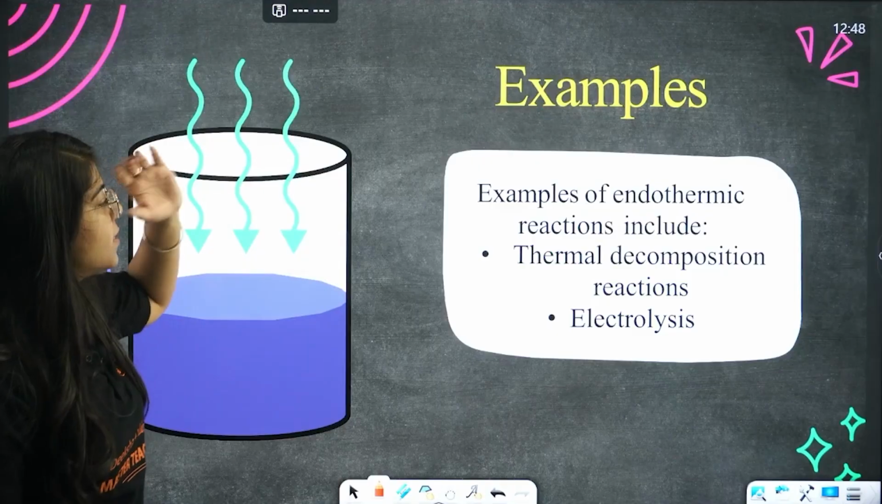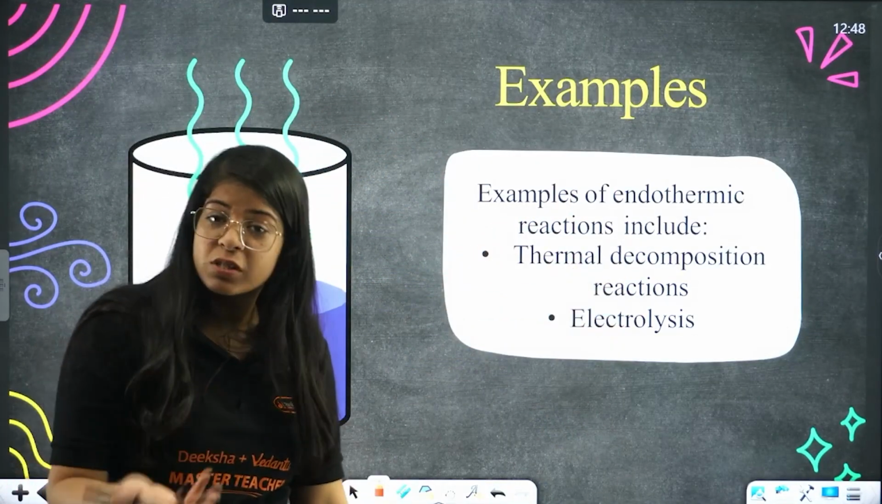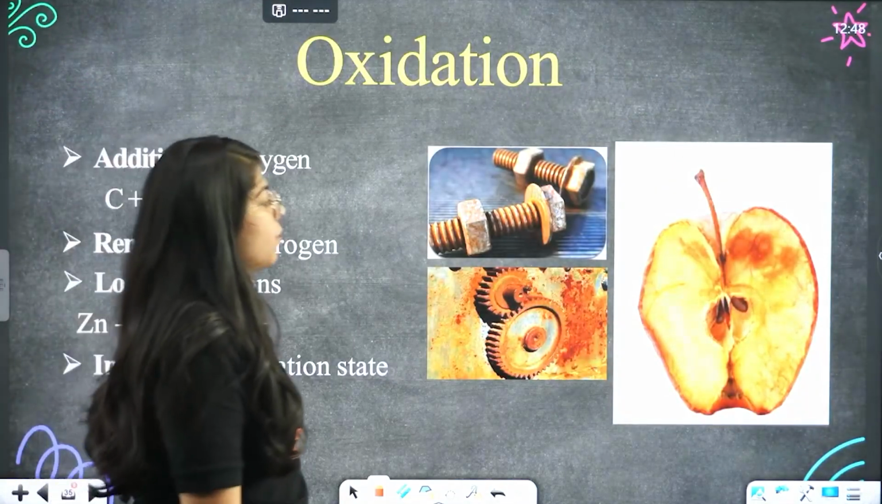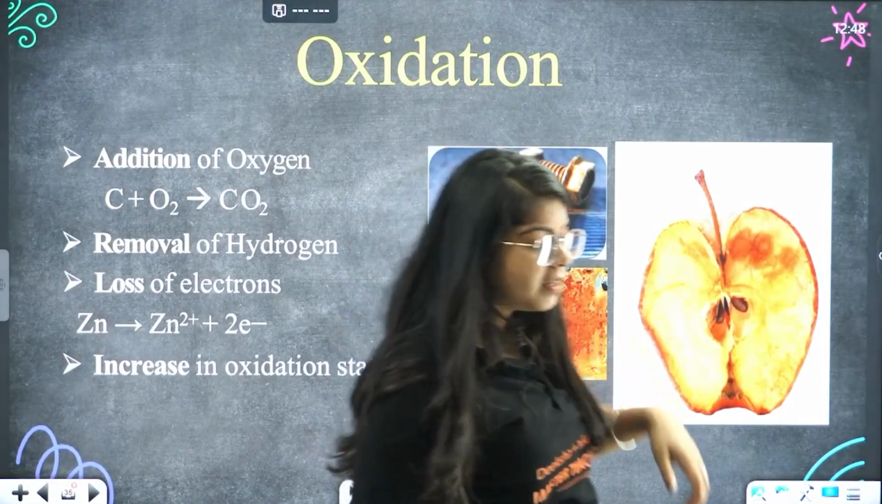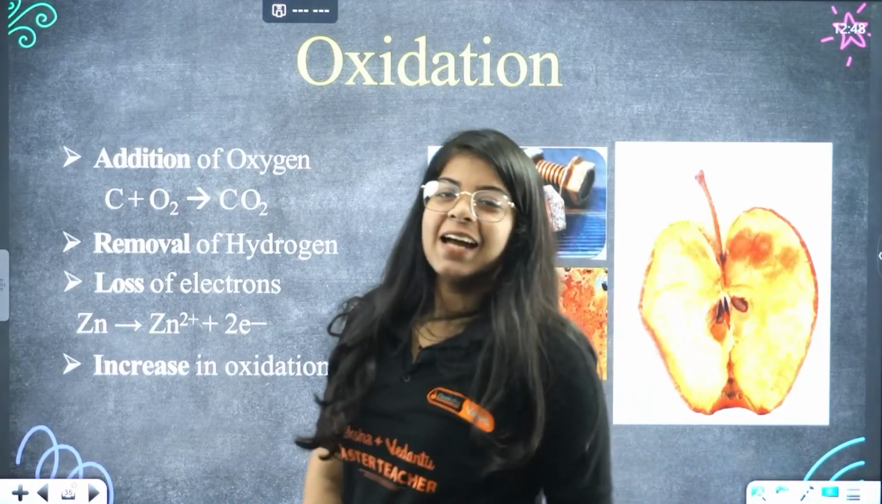Some of the examples are thermal decomposition reaction and electrolysis. All of those things we have studied before are examples of endothermic reactions. Now comes a very important thing, and that is oxidation.